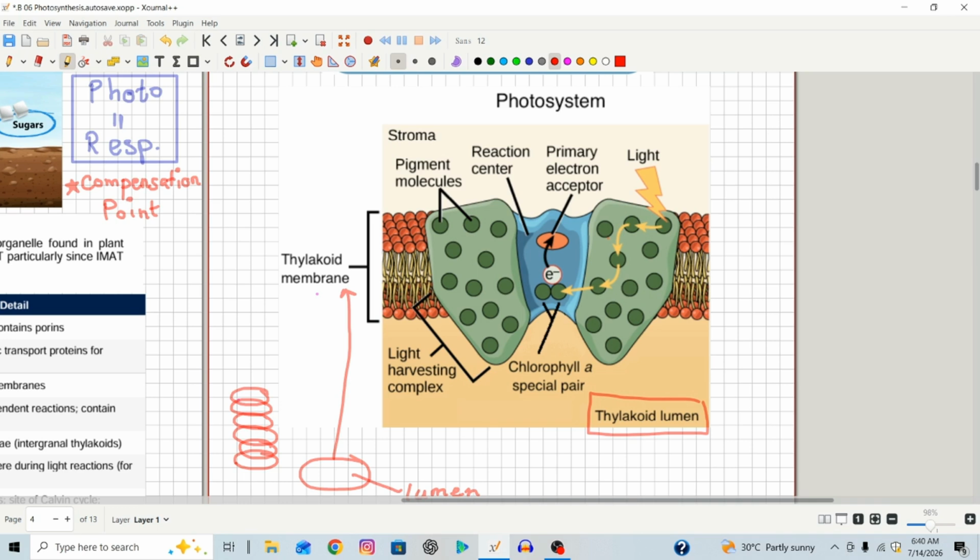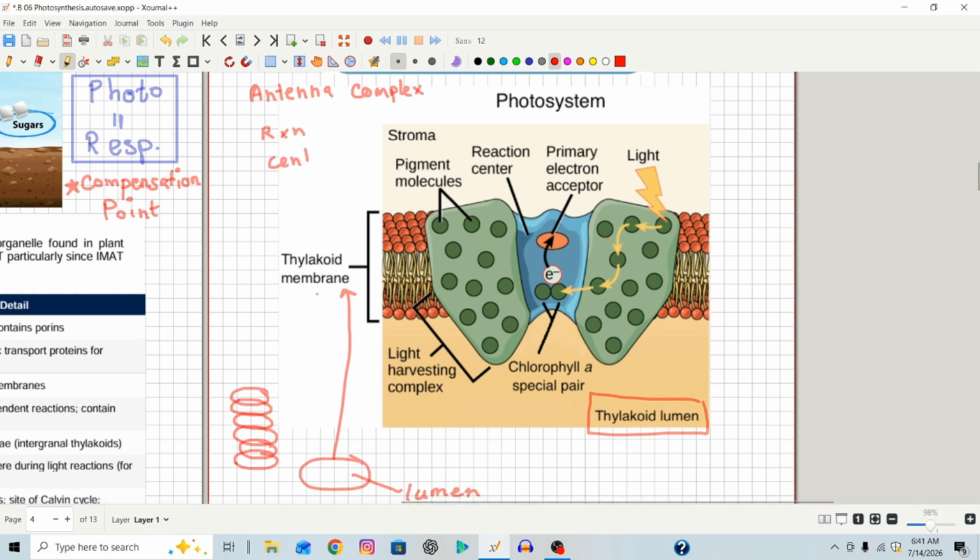We just discussed that. So the photosystem contains an antenna complex, just like the antenna of your TVs and radios, and the other part is the reaction center. Both of these parts are really important and they define what a photosystem actually is.